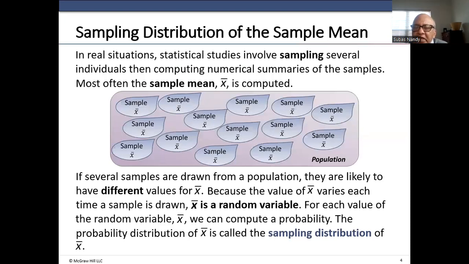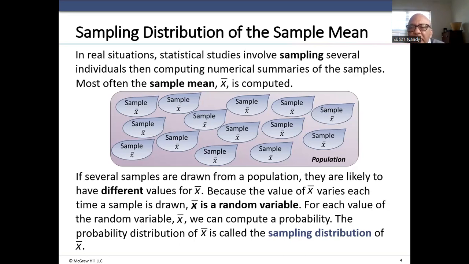So, like I said, I want to find out the mean age of the population of all students at Wilmington University. Not possible, because contacting all the students comprising the population will take too much time and effort. So instead of doing that, suppose I select 100 samples of size 50 each.